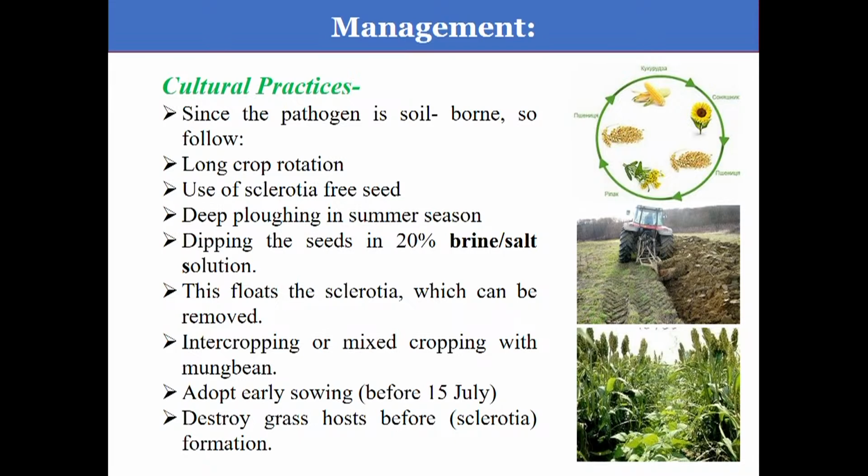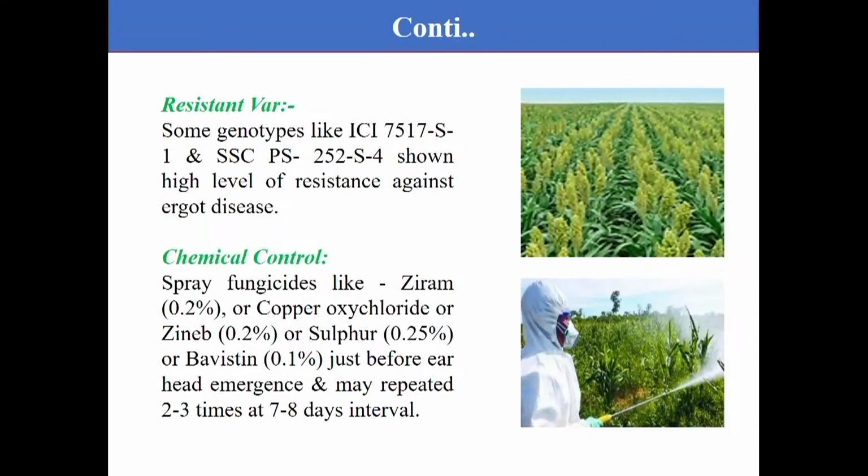Intercropping or mixed cropping can also be favored with the help of mung bean. You can adopt early sowing before 15th July, which favors less disease, and destroy the grass host before sclerotia formation. Dear learners, these are some resistant varieties. You can also grow ICI 7517 S1 and SSCPS 252 S4, which show a high level of resistance against ergot disease.